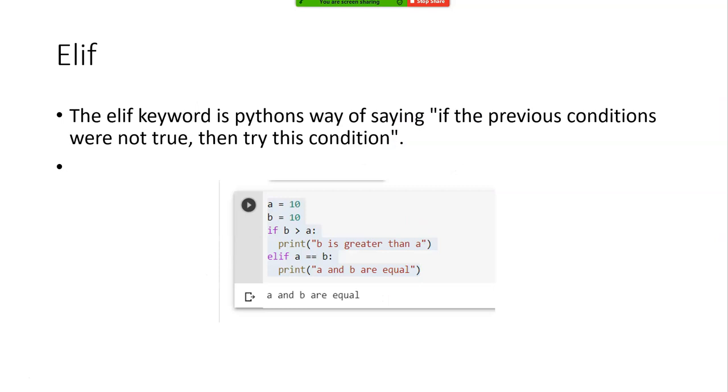Okay, so the other one, else, is using elif. It is else if, right? The elif keyword is a way of saying if the previous conditions were not true, then try this condition. A equals 10, B equals 10. If B is greater than A, okay, here it is not the case. Else if, print A and B are equal. Clear? The elif is a way of saying if the previous conditions were not true, then try this condition.